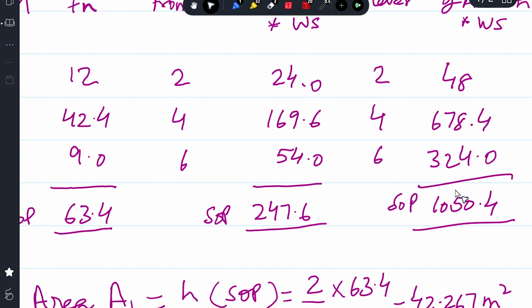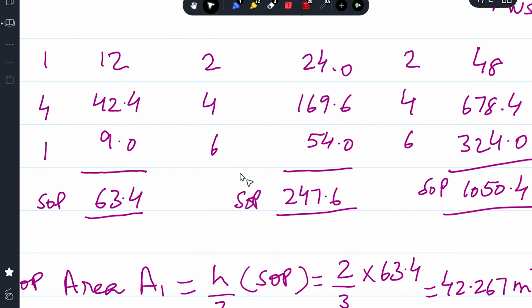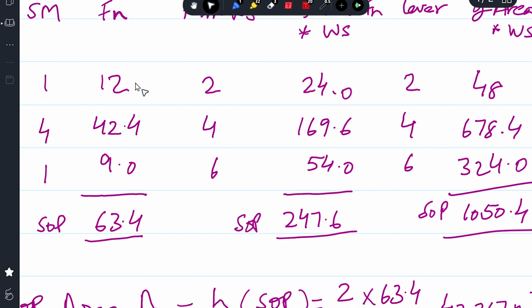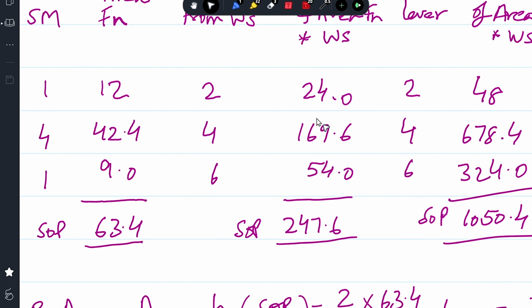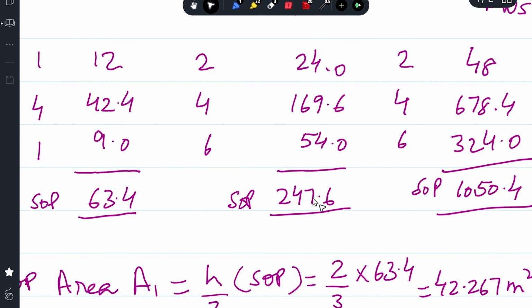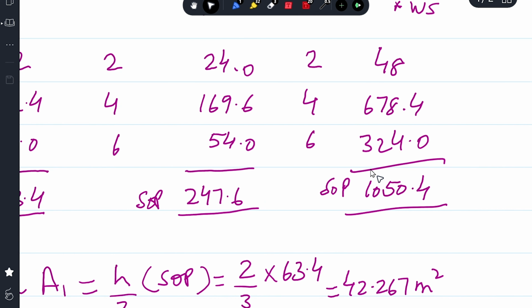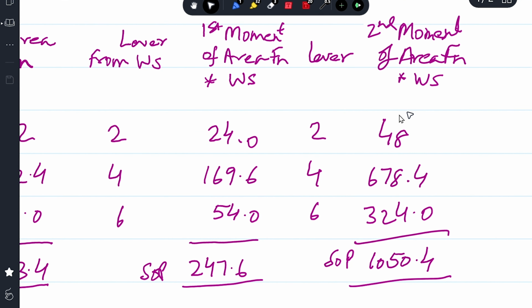Now all the sums of the products. First will be the area function. Add up, we get the SOP, sum of the products. Then we have the first moment of area, sum of the products 247.6, and then the second moment of area, sum of the products is 1050.4.